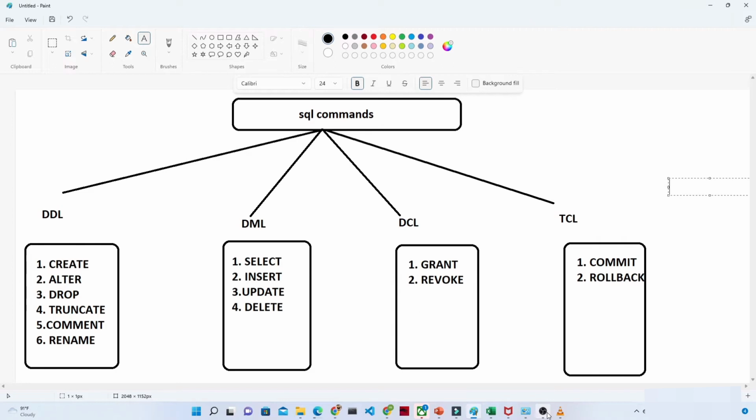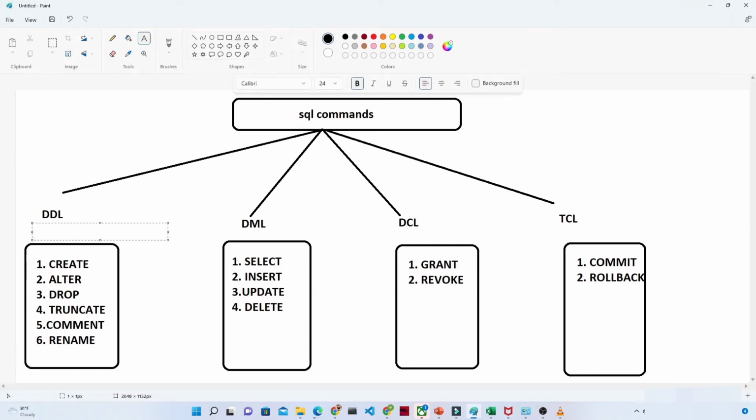So the long form of DDL is data definition language, and the SQL commands are used for creating, modifying and dropping the structure of database objects. That is known as data definition language, and the commands we use in it are create, alter, drop, rename and truncate.